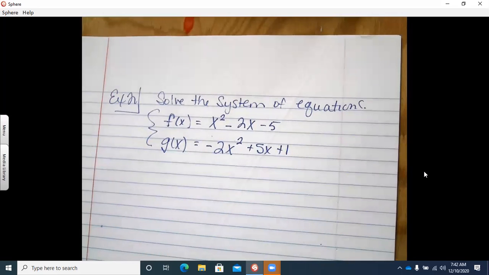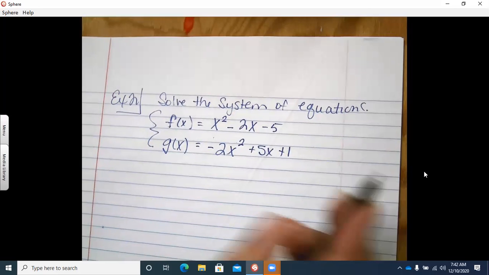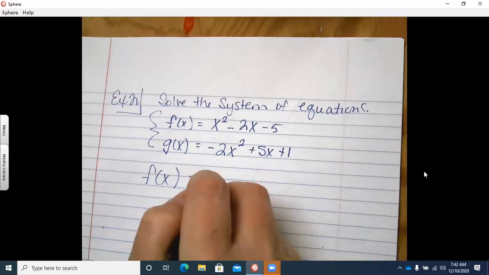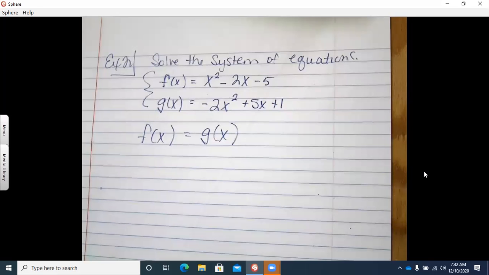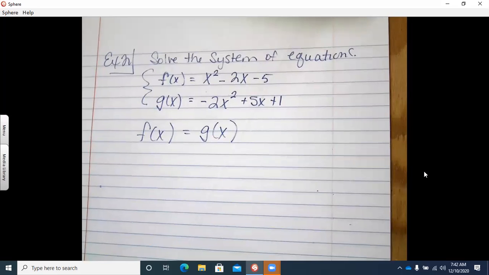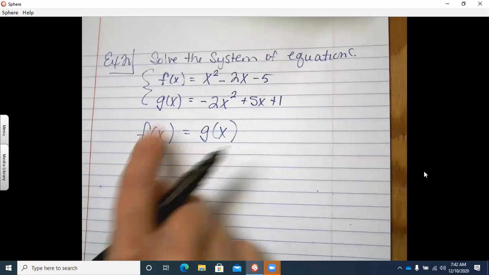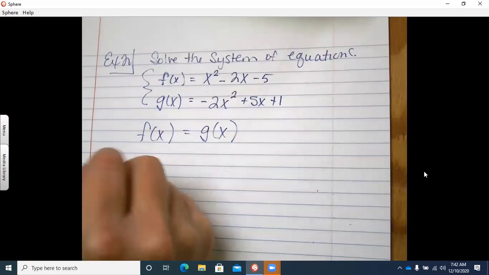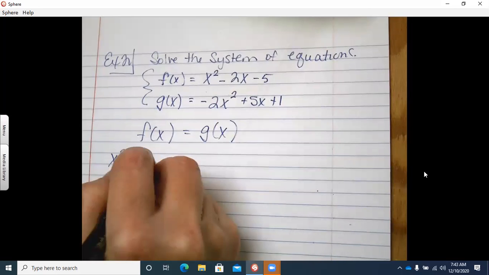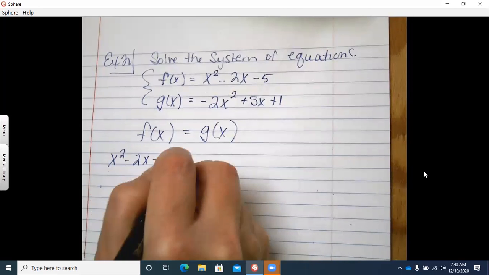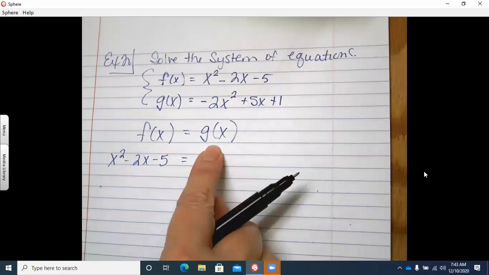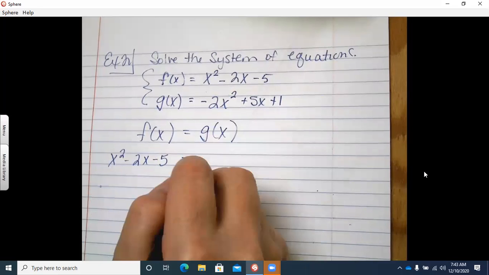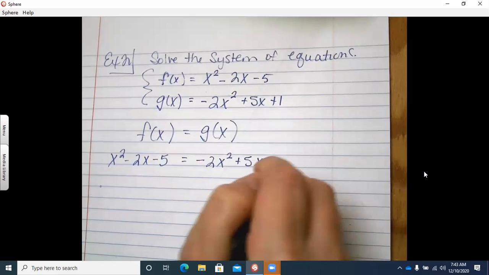Okay, so we're using substitution. Just like we did in the last one, we're going to set the functions equal to each other. So I'm going to set function f equal to function g. Everybody okay with that? And then I'm going to substitute what function f was equal to, which was x squared minus 2x minus 5. And function g I will substitute with what function g was equal to, which is negative 2x squared plus 5x plus 1.